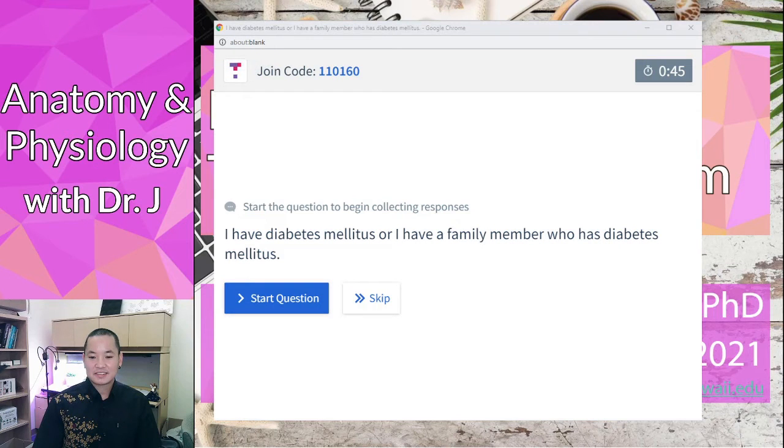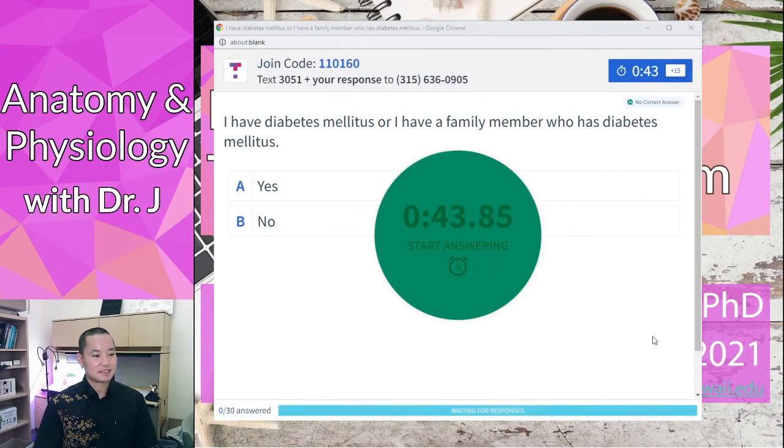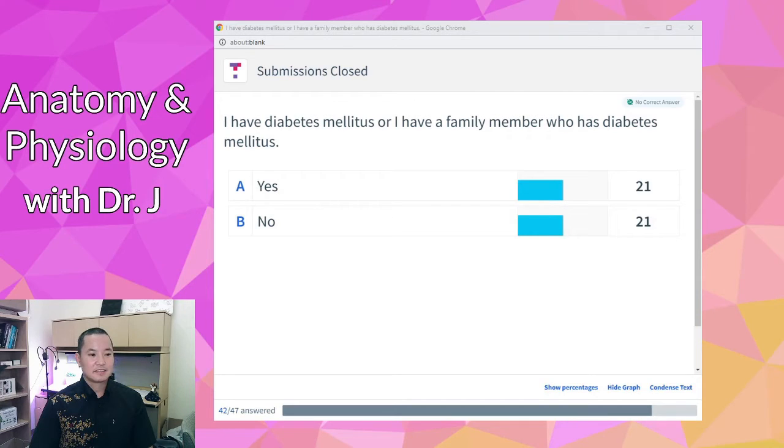I mean, there's no right answer to this, but I'm just curious. How many of you have diabetes mellitus or know someone with diabetes mellitus? Okay, so what we see here is that it looks like some of you don't know somebody who has diabetes, but exactly half of us who have responded know someone who has diabetes in our family, or we're affected by diabetes ourselves.